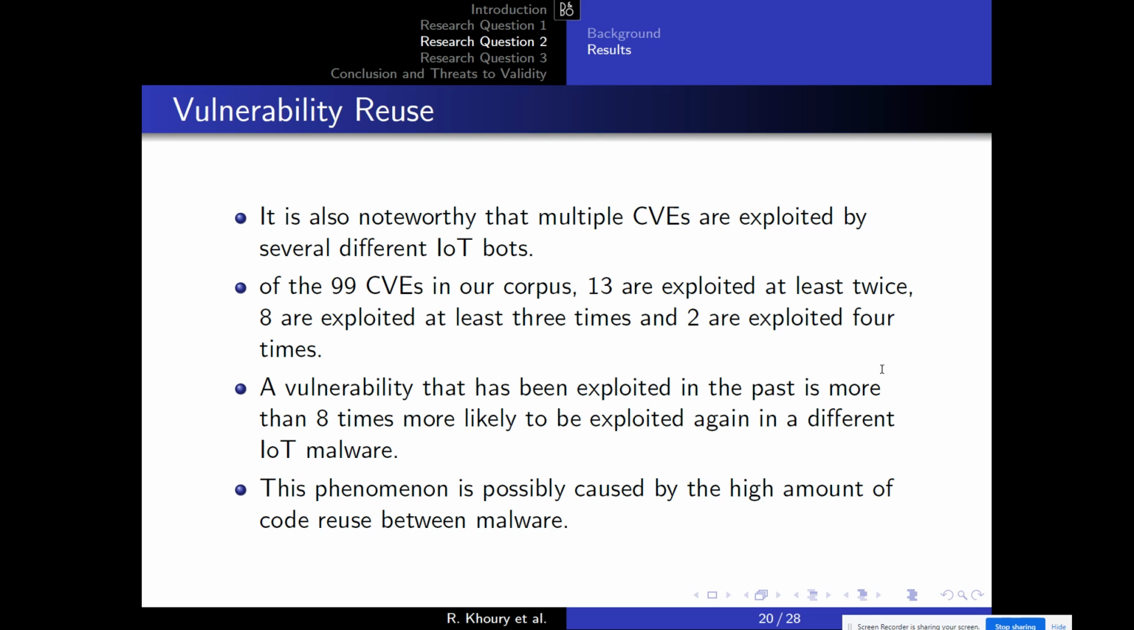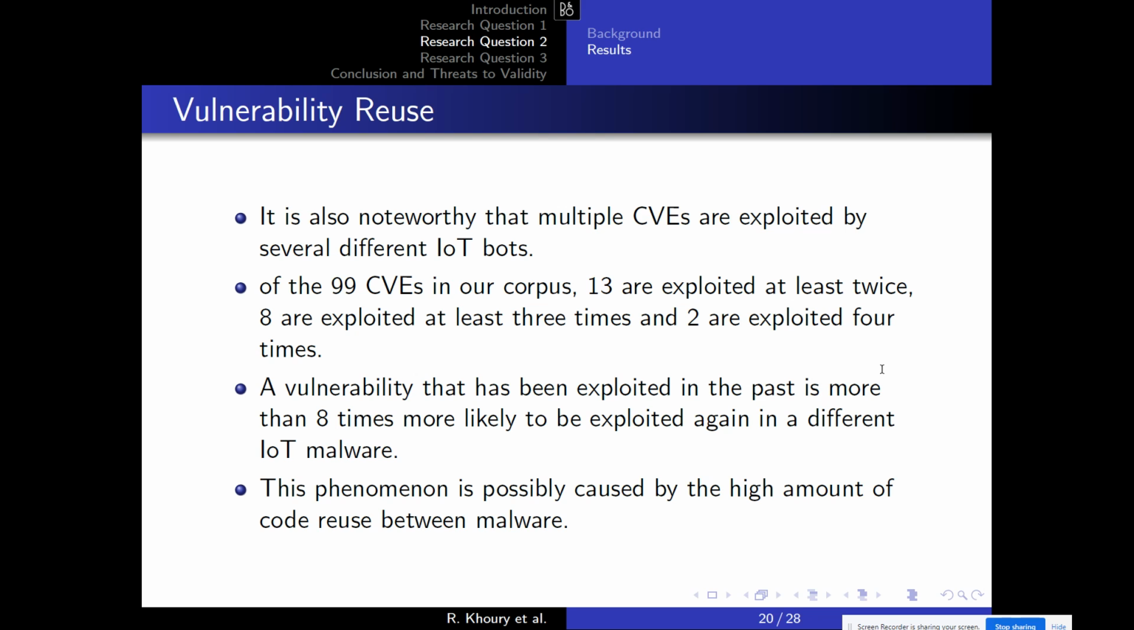So the other thing that we noted is that some CVEs are exploited by multiple IoT bots. Of the 99 CVEs in our corpus, 13 are exploited at least twice, 8 are exploited at least 3 times, and 2 are exploited 4 times. So what we conclude is that if a vulnerability has been exploited in the past, it's more than 8 times more likely to be exploited again in a different IoT malware.